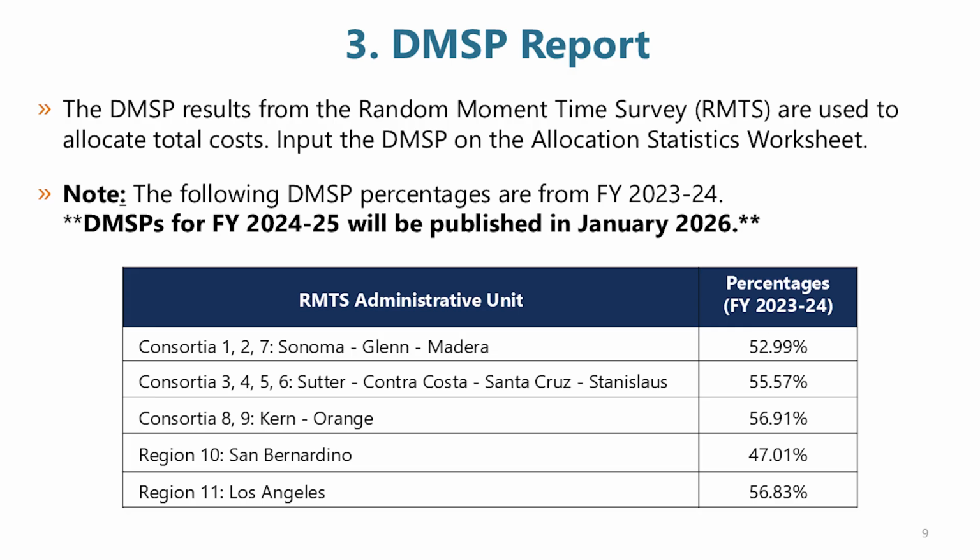Report number 3 is the report that includes the direct medical service percentage, or DMSP, that is obtained from the RMTS results from fiscal year 2024 to 25. The LEA should locate the region that they contracted with for RMTS in fiscal year 2024 to 25 and input the DMSP into the allocation statistics worksheet of the CRCS. What you are seeing on the screen were used in last year's CRCS. The percentages for the fiscal year 2024 to 25 CRCS that is due in March will be published in January.